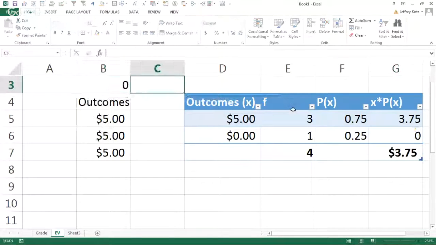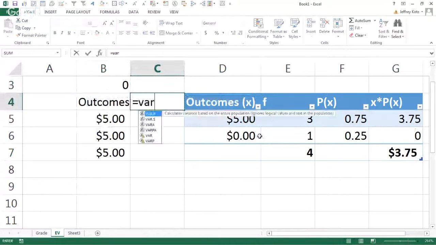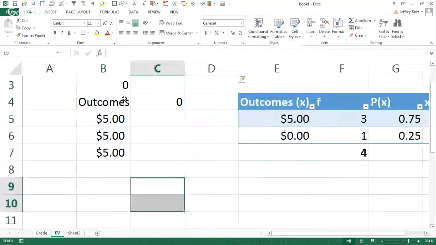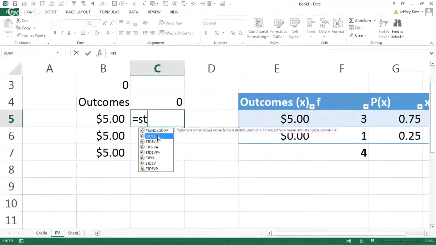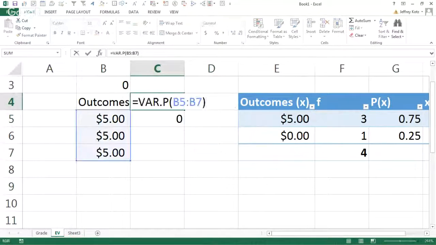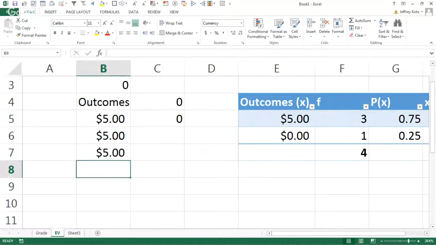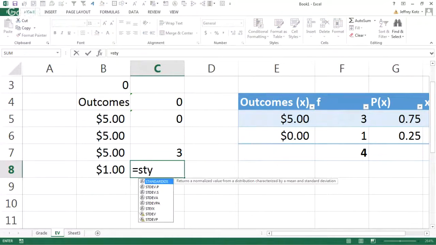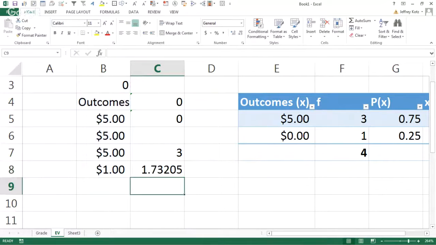The variance of these three values is 0. The standard deviation of these three values is 0. There's no variety, so the value is 0. But as soon as I introduce some other value, the variance does increase. The standard deviation does increase. This is just the square root of the variance. The standard deviation is just the square root of the variance.